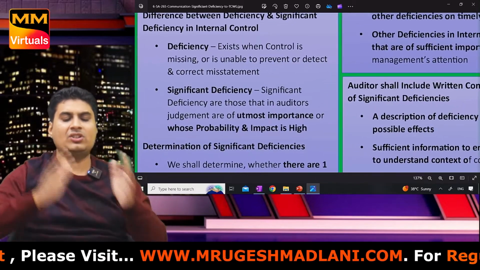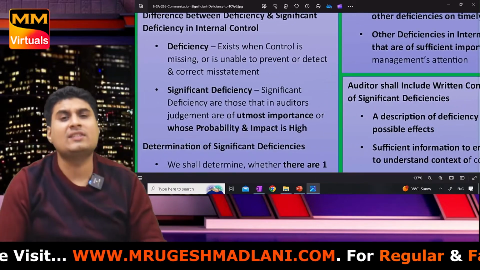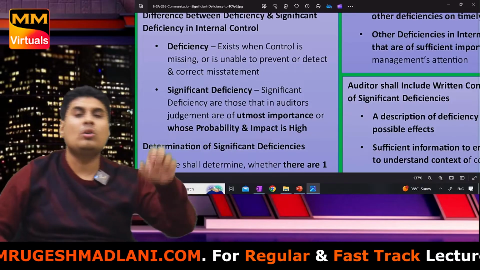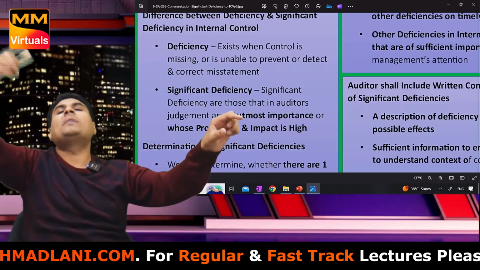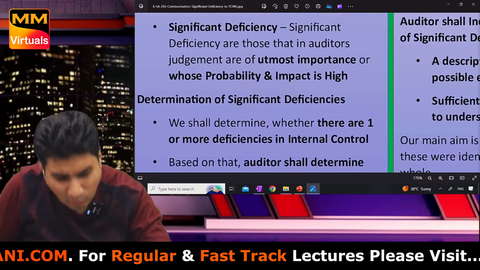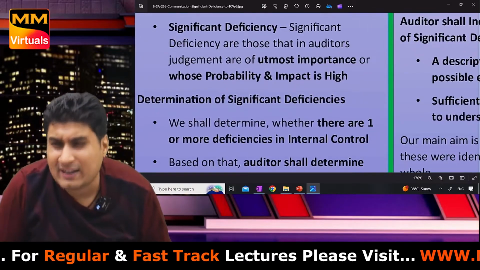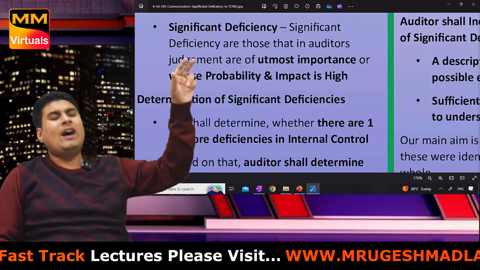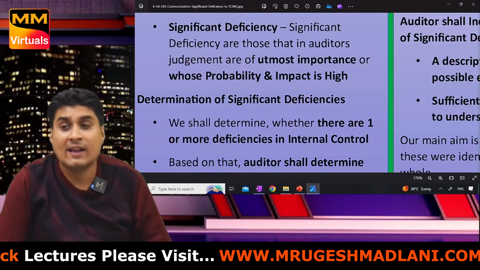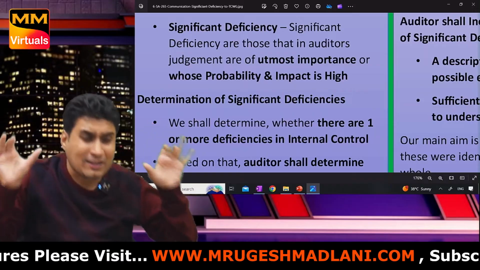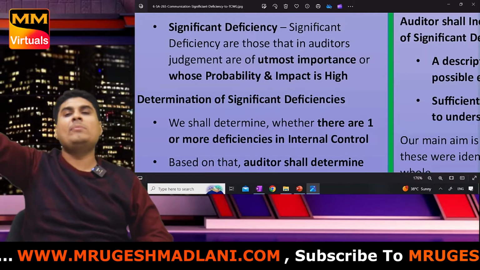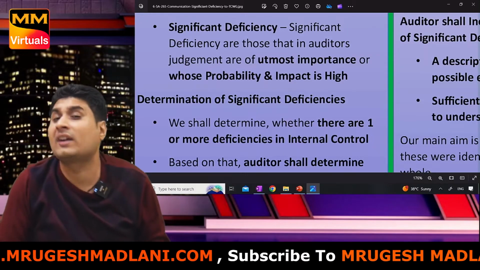Difference between deficiency and significant deficiency. Deficiency exists when a control is missing or a control is unable to prevent or detect and correct material misstatement. Significant deficiencies are those deficiencies that in the judgment of the auditor are of utmost importance, or whose probability and impact are high. Let me name a few significant deficiencies.